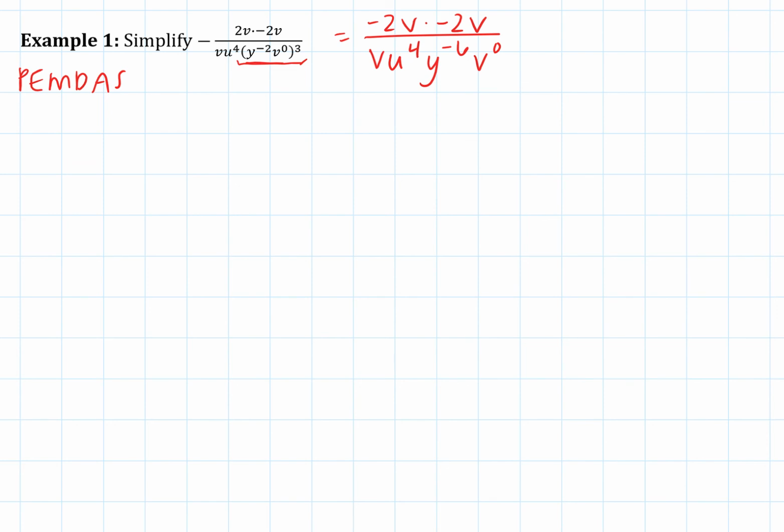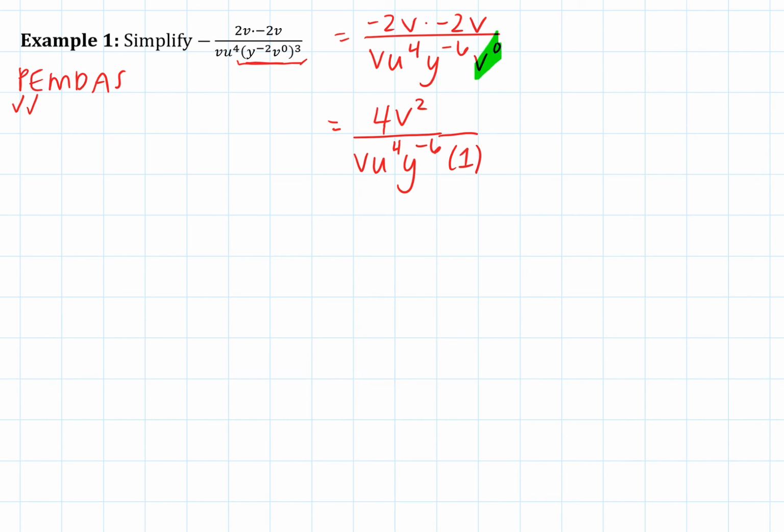Power rule tells me to multiply the exponents when I have exponents to a power. Okay, well, I did the parentheses and their exponents. Now it's time to multiply. Up top I've got negative 2 times negative 2 gives me 4v squared over, in the denominator we have vu to the 4th, y to the negative 6th, and anything to the 0 power is 1. So we can turn this v to the 0th power into just a 1.